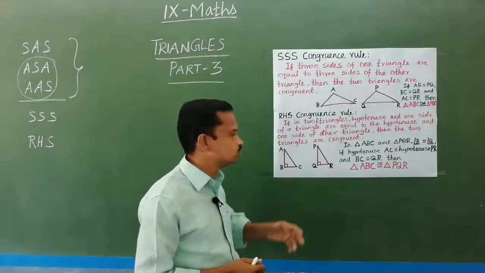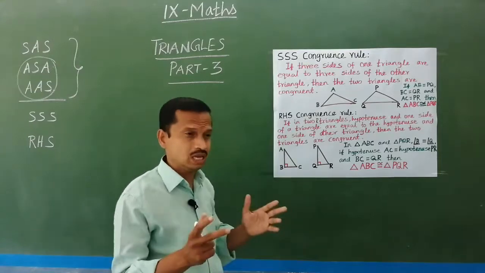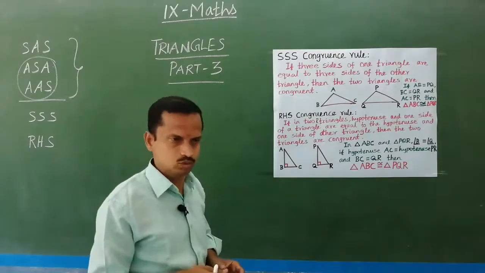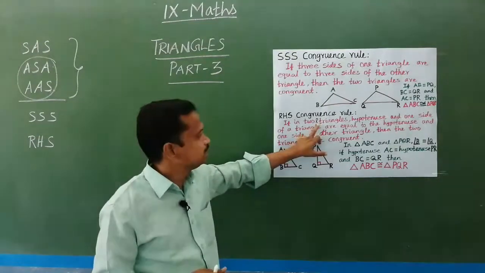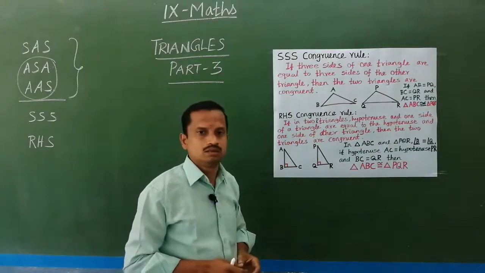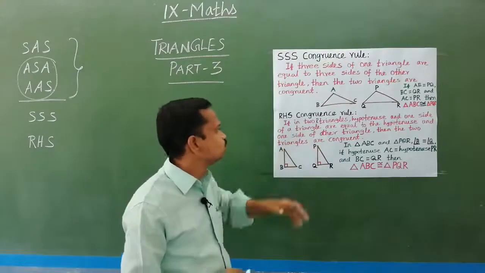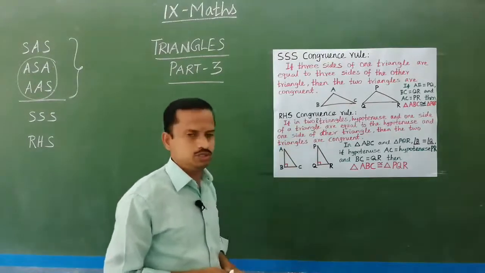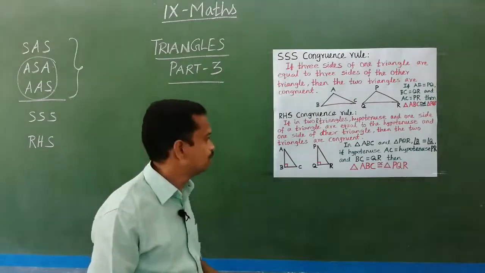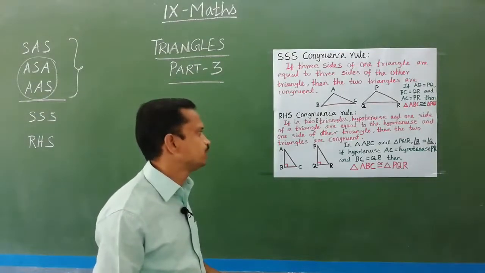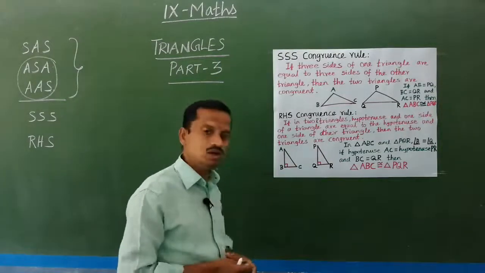And now coming to RHS, I already explained what is RHS. So the RHS congruence rule: if in two right triangles, we have to take two right angled triangles. So simply we can say right triangles. So here I put capital R and then a dot and then I have written triangles. So that means right triangles. Clear? If in two right triangles, the hypotenuse and one side of a triangle are equal to the hypotenuse and one side of the other triangle, then the two triangles are congruent.